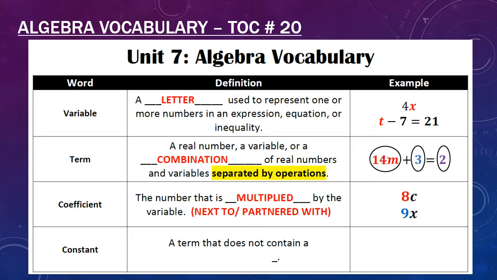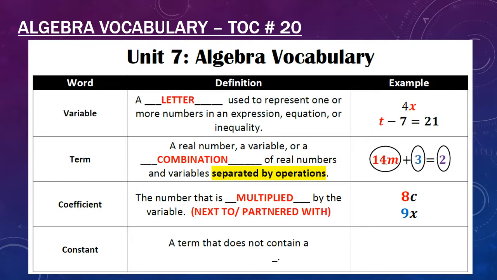So here's some examples. We have 8c. The 8, that's the number that's next to c. The 8 is the coefficient. It means 8 times whatever that value of c is. So we're multiplying 8 times c. When we figure out what c is, then we can multiply 8 times that number.